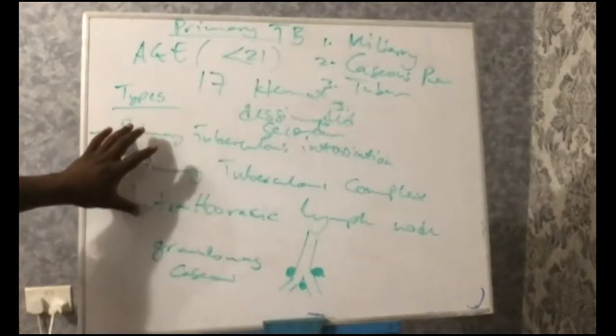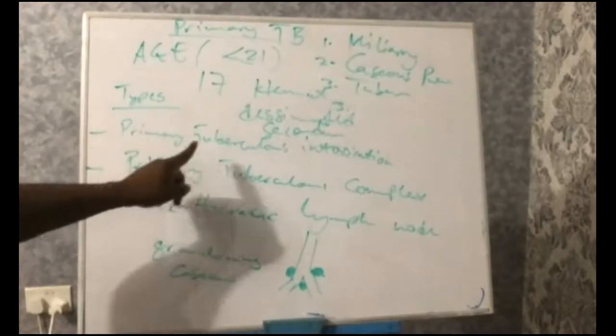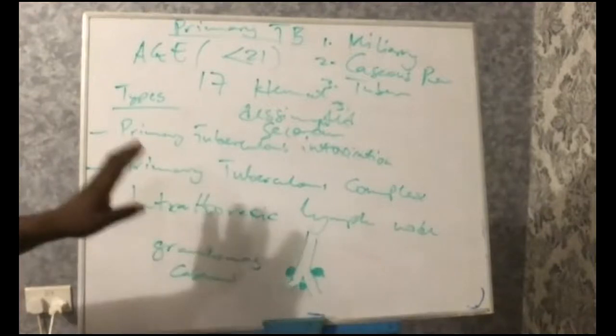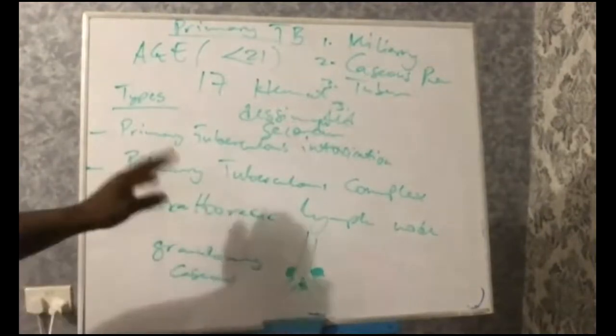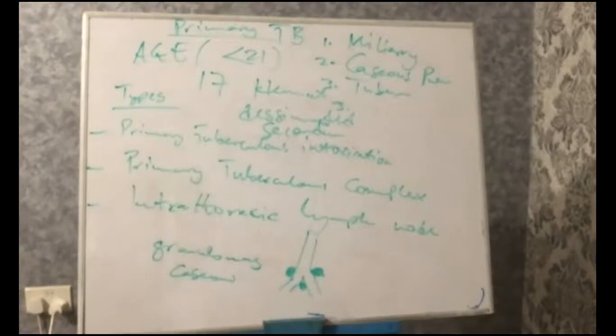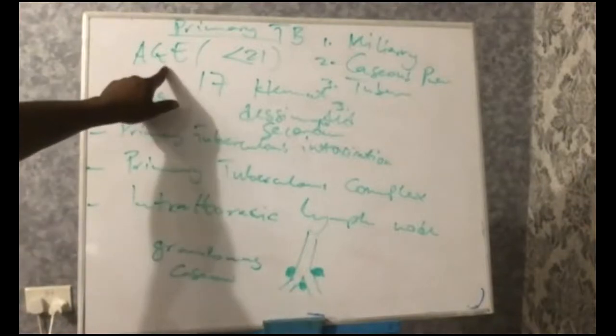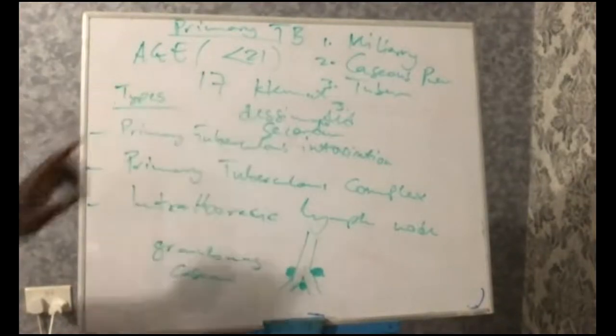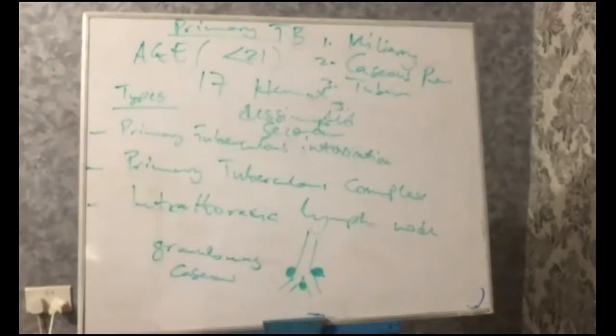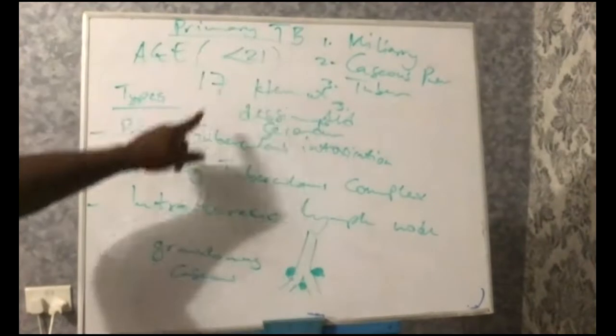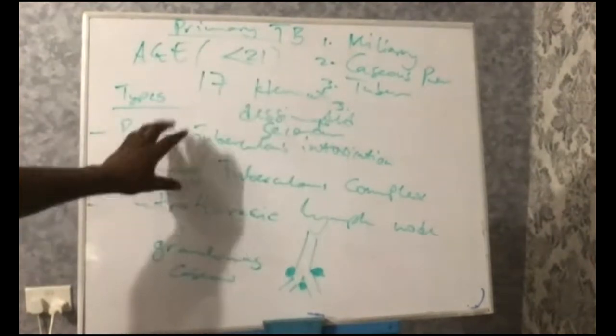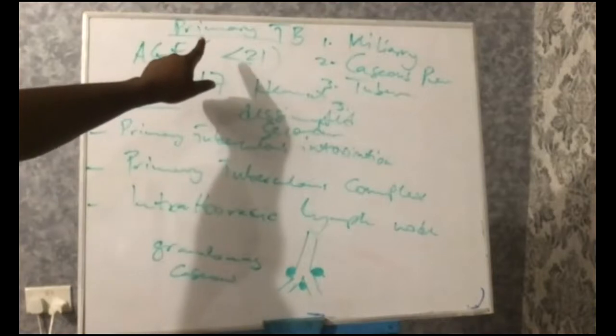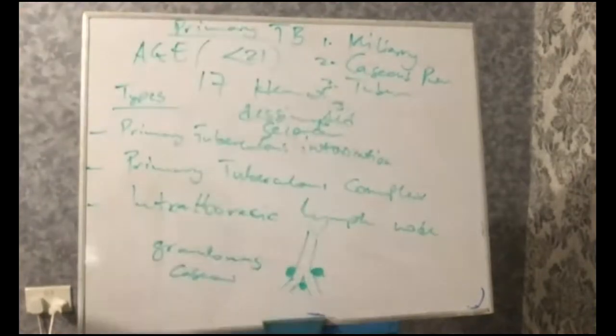But in the primary tuberculosis, we have only primary tuberculous intoxication, primary tuberculous complex, and intrathoracic lymph node infiltrations. And their age is usually below 21. Okay? So usually they will bring one of these, and they don't bring the primary tuberculosis, or they will bring only primary TB.